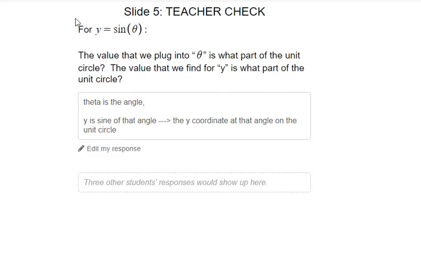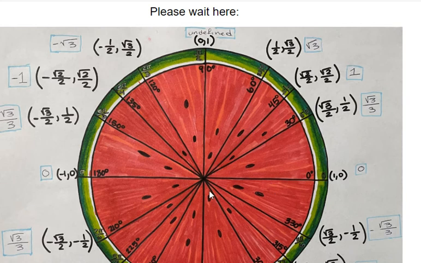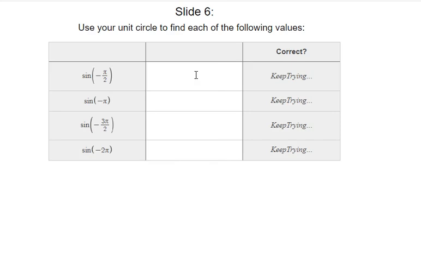Use your unit circle to find each of the following values. So negative pi over 2, remember negative angles, you just go backwards, but you're just counting the distance. So pi over 2 is this 90-degree angle here. And the sine value down here at the bottom is negative 1. We saw that already. It's the same as 3 pi over 2.